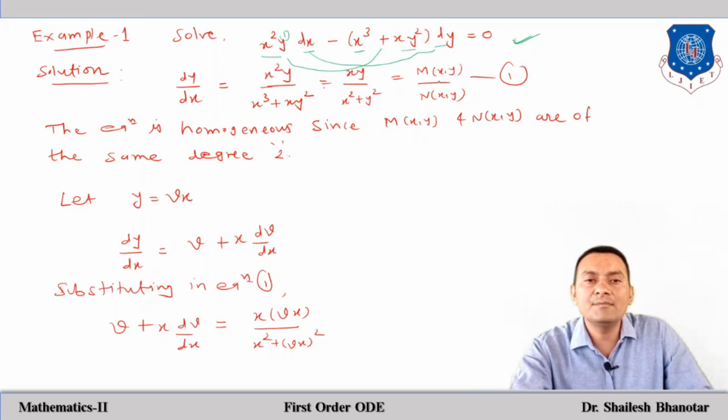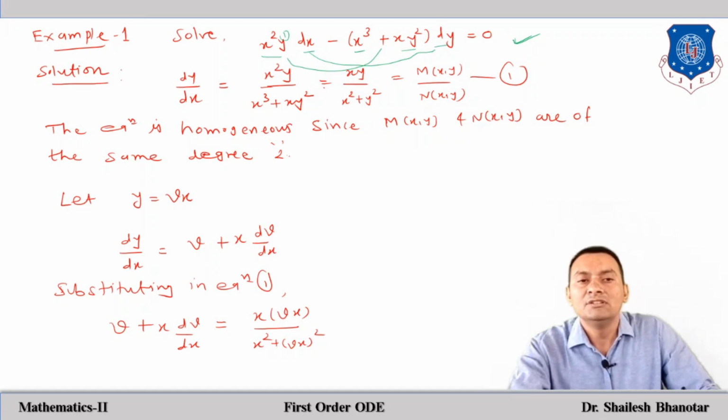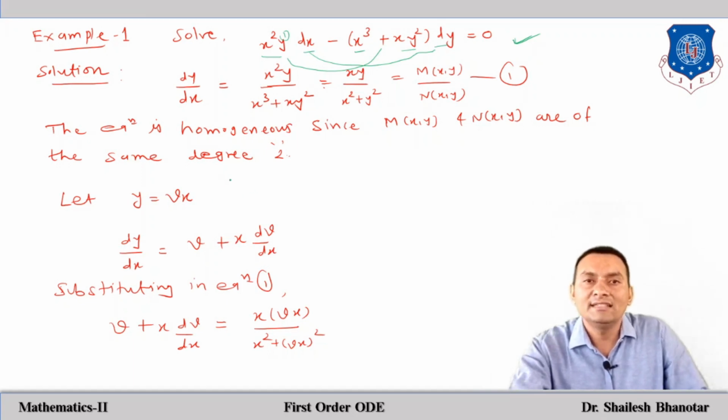The numerator is nothing but M of x,y and the denominator is the N of x,y. Now it is also very easy because the numerator has the degree 2, the denominator has the degree 2, so it is going to be exactly 1. That means both have the same degree. And therefore, we can say that the given differential equation can be solved by the homogeneous method.